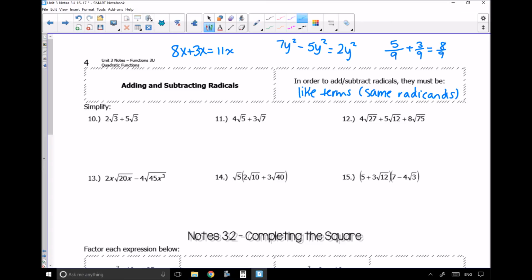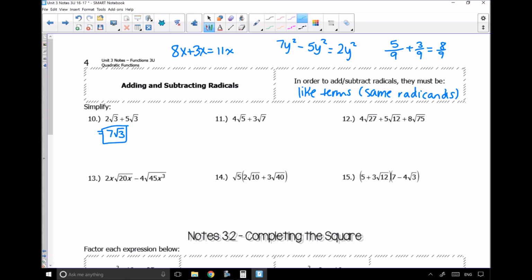So they have to have the same radicands in order for this to work. So for example, in number 10 where it says to simplify, we've got 2 root 3's and we're adding 5 root 3's. So if I've got 2 of something and 5 of something, it's like I have 7 of that same something. So it's kind of like if I have 2x plus 5x, I would get 7x. But here the x is essentially our root 3. So my answer here is going to be 7 root 3 because I've got 7 sets of root 3 altogether.